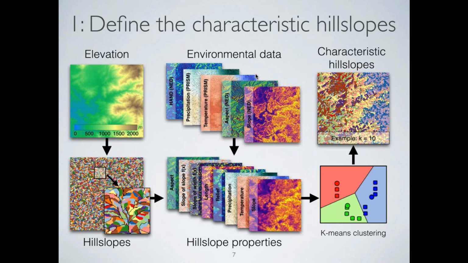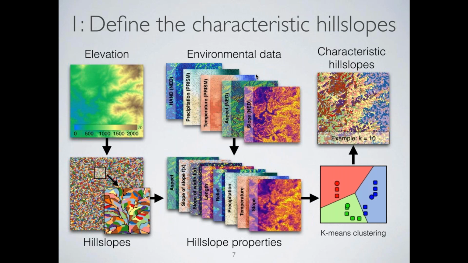So how I do this is first just start off with an elevation map. Here's the elevation map for that quarter-degree grid cell at 30 meters. You just delineate the channels, and with those channels then you delineate the hill slopes. And once you have those hill slopes, you have all this environmental information, which you can then use to compute some average or characteristic properties for each of those hill slopes.